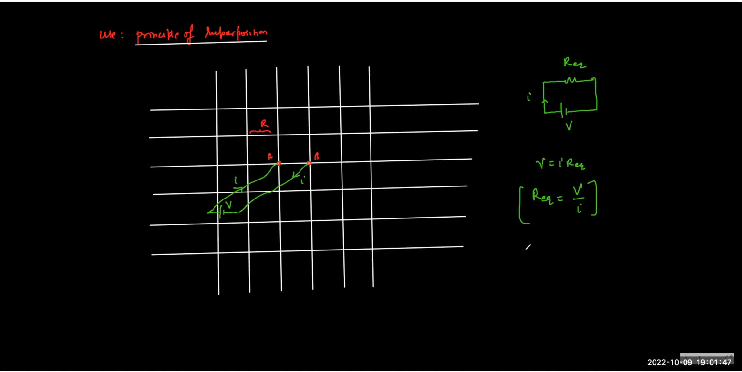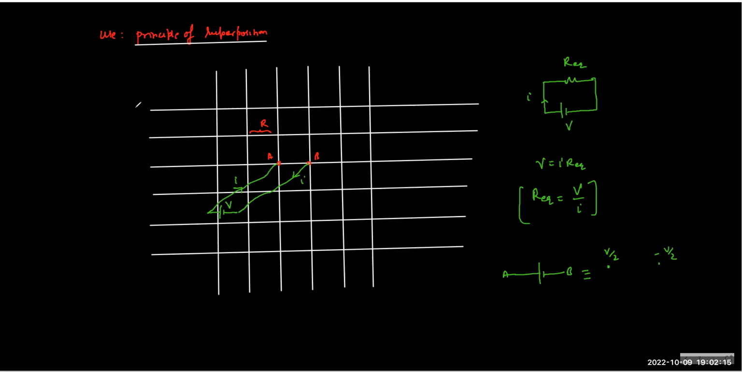Now this is not an easy task in this case. So what we do is break this voltage into two parts. A potential difference of V volt across A and B is equivalent to a potential of value V by 2 here and minus V by 2 here. Both are equivalent.